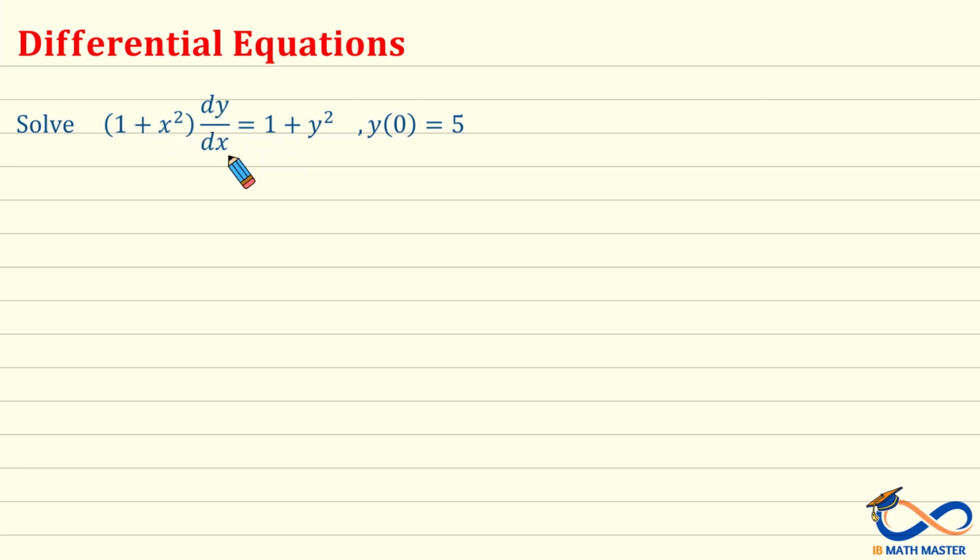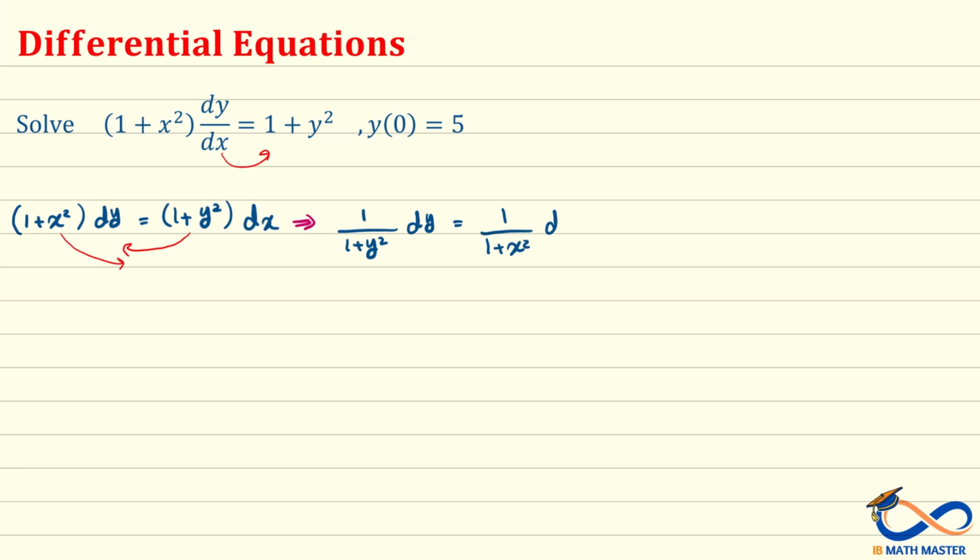First, we'll multiply both sides by dx. So now on the right, we will have 1 plus y squared multiplied by dx, but we still have y and x on this side and here. So I will divide both sides by 1 plus y squared to move it down here, and also by 1 plus x squared to move it down under dx, to get the x's together and the y's together. It will be like this. And now, since we separated the variables, we will integrate both sides.